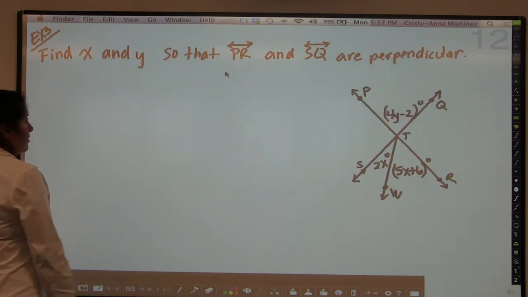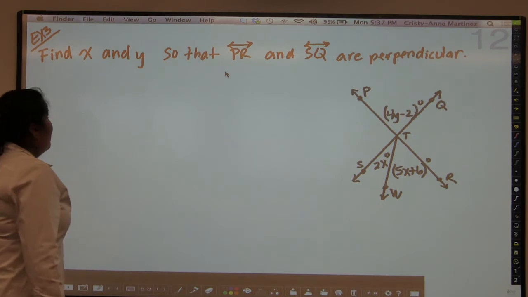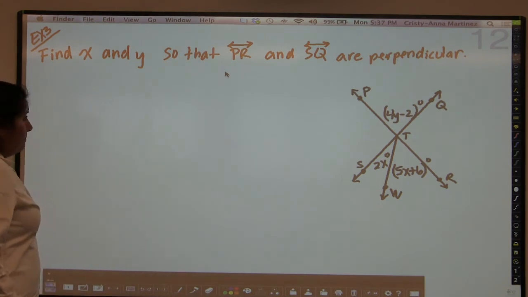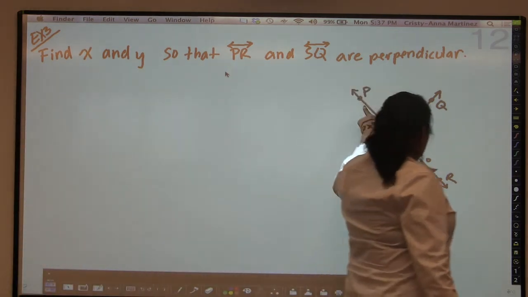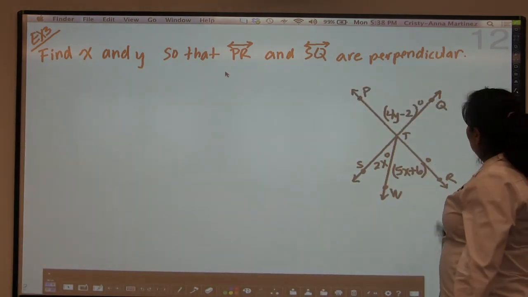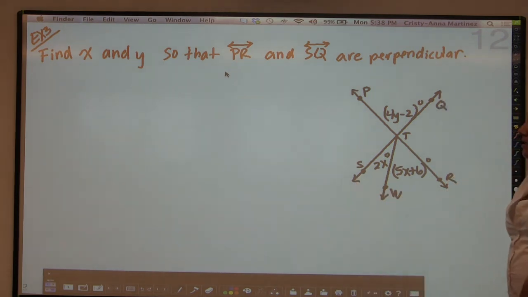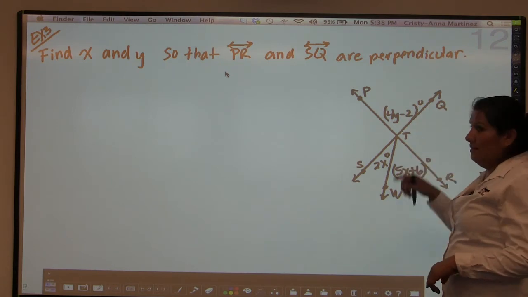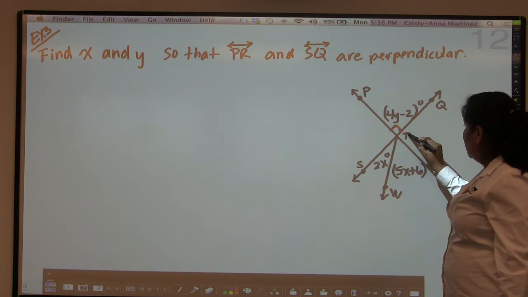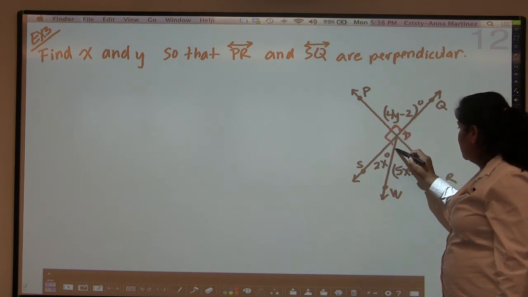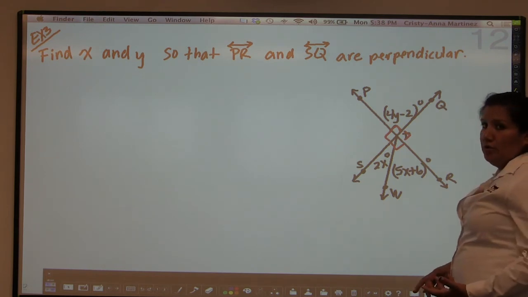So here we go. We're going to apply some algebra to this concept. It says here, find x and y so that line PR, which is this big line here, and SQ, which is this line here, are perpendicular. Now we just said that in order for that to happen, all of these angles have to be 90. So this has to be 90, this has to be 90, this has to be 90, and these two combined have to be 90. All right, and that basically helps us figure out what to do.